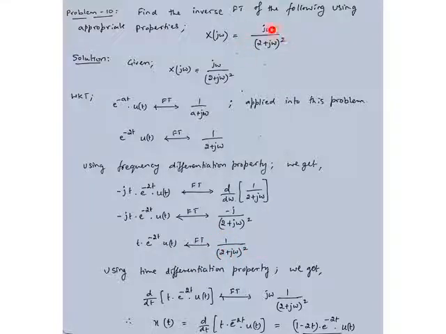Coming to the given term X of j omega, the j omega is not there in the numerator in this result, while the other term, 1 by (2 plus j omega) whole square, is already there.